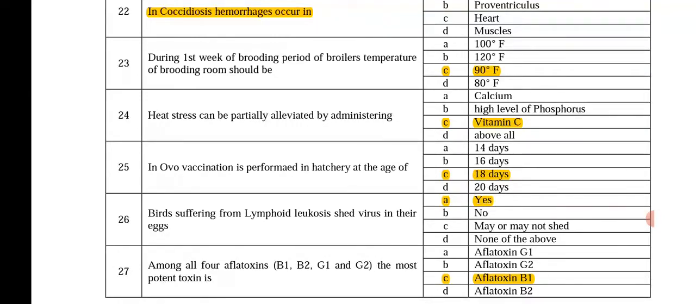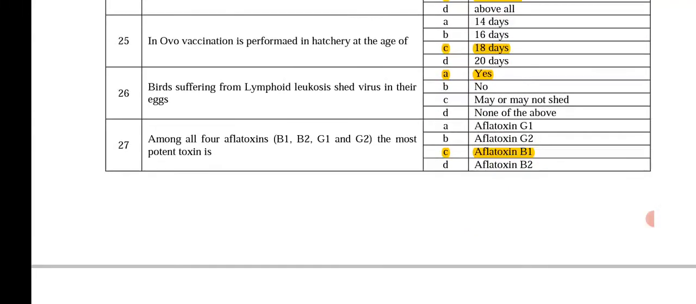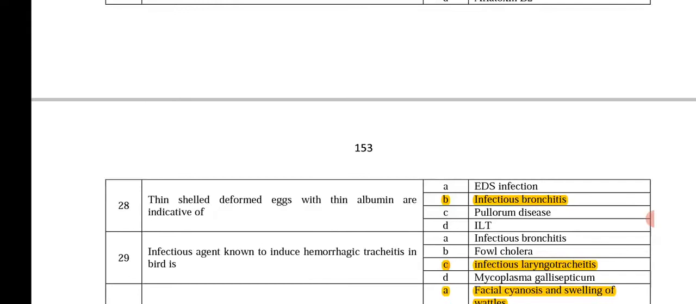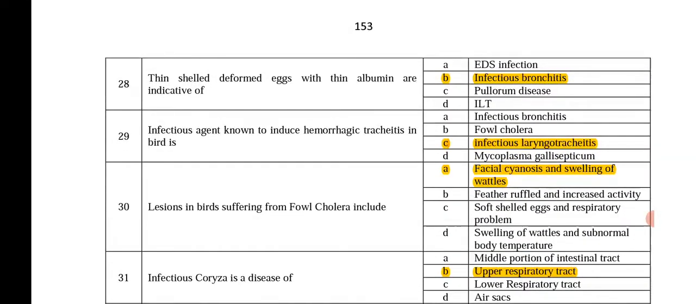In ovo vaccination is performed in the hatchery at the age of 18 days. Birds suffering from lymphoid leukosis shed virus in their eggs. Among all four aflatoxins, B1, B2, G1, G2, the most potent toxin is aflatoxin B1. Thin shelled, deformed eggs with thin albumin are indicators of infectious bronchitis.